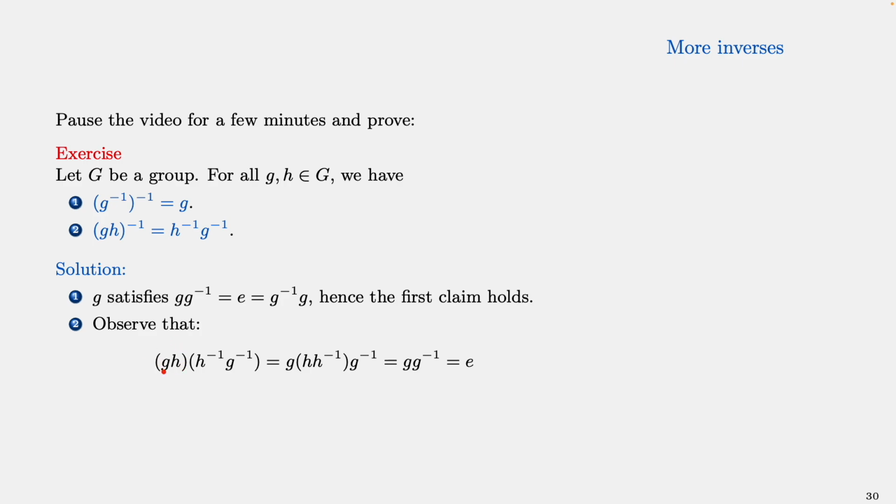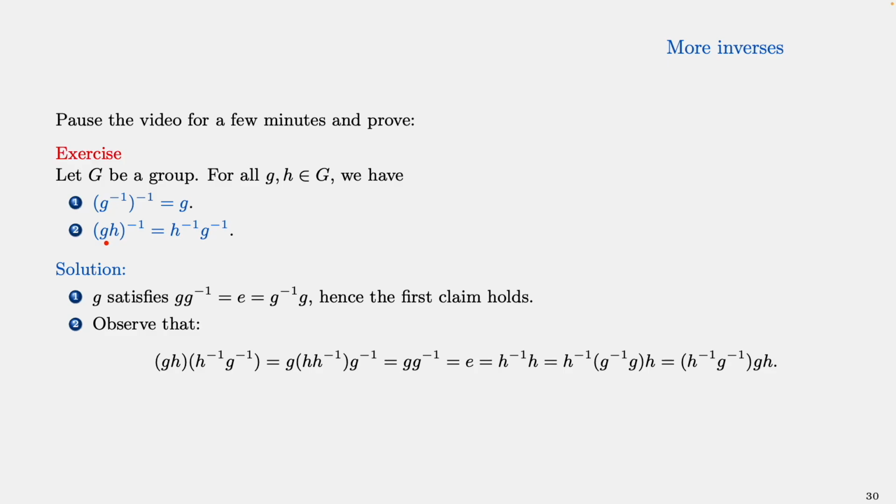We multiply the product GH by the right-hand side here, and because we have associativity, we can regroup these elements like this: G times H inverse times G inverse. This is the neutral element, so we can just delete this. Then we're left with G times G inverse, which is also the neutral element. So this satisfies the property of this inverse here from the right. And in the same way, you can show that it also satisfies the property of the inverse from the left. And again, by the uniqueness of the inverse, this shows us that this here is indeed the inverse of the product GH.